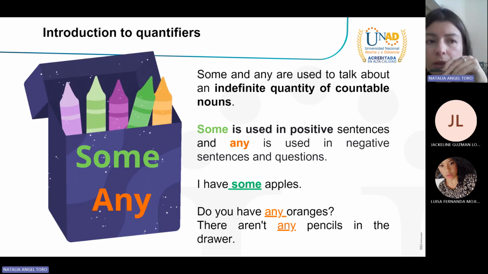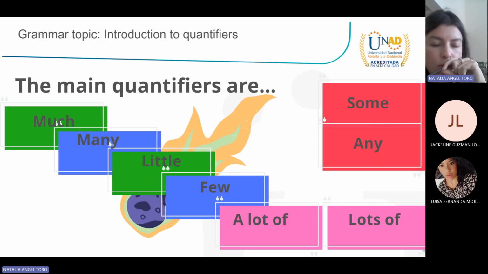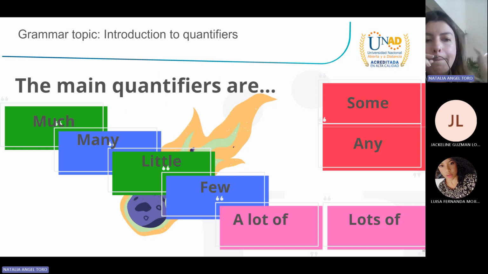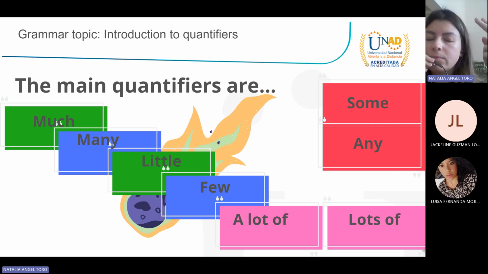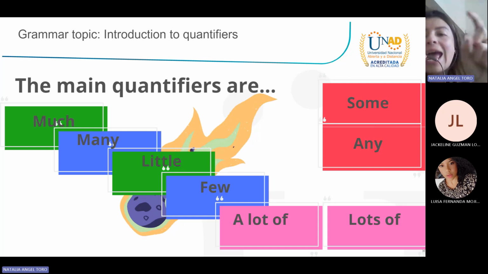So those ones are quantifiers also. Pay attention, this is a kind of summary. Much and little are for uncountable nouns, many and few for countables, a lot of and lots of are words for both, and some and any can also be used for both.